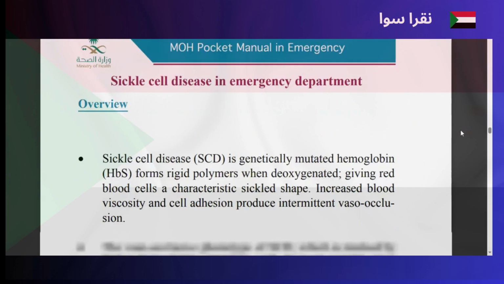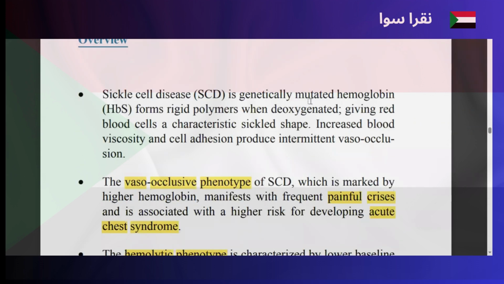So sickle cell disease is a genetic mutation. Hemoglobin S forms rigid polymer when deoxygenated, giving the red blood cell its characteristic sickle cell shape. This leads to increased blood viscosity and cell adhesion, producing intermittent vaso-occlusion.